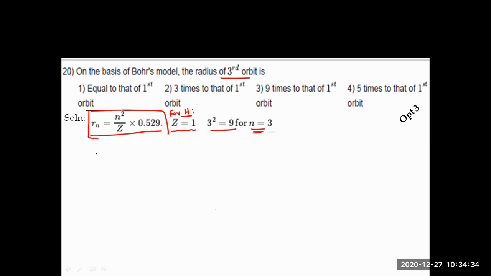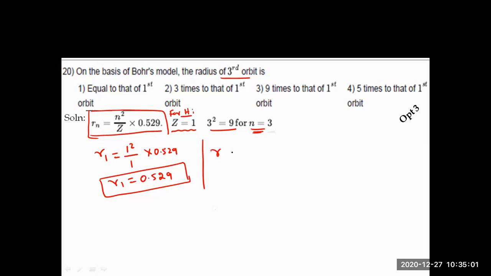So radius of first orbit. Let me calculate radius of first orbit. R1 is equal to, for first orbit, what is n value? 1 square. Atomic number for hydrogen 1 into 0.529. That's equal to 0.529. So what is the radius of first orbit? 0.529. Got it? Now radius of third orbit, R3 is equal to, what is n value for third orbit? 3 square. Atomic number 1 into what is 0.529? R1, radius of first orbit. So radius of third orbit is 9 times the radius of first orbit. That's the answer.